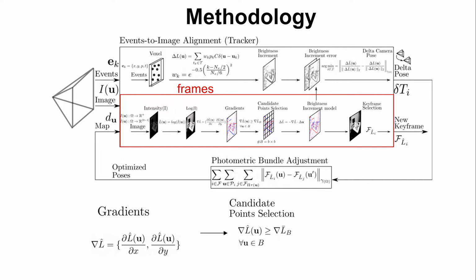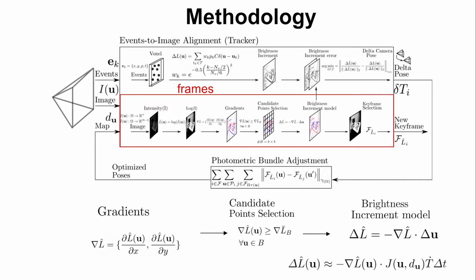This set of pixels is used to calculate the brightness increment, delta L hat, by applying the event generation model, which computes the dot product of the gradient and the pixel displacement. This is a function of the local optical flow and therefore the inverse-depth parametrization of each pixel. It is denoted here by the 2x6 Jacobian matrix J.